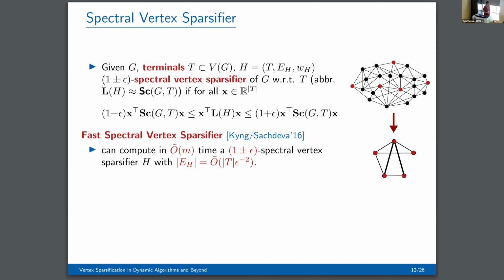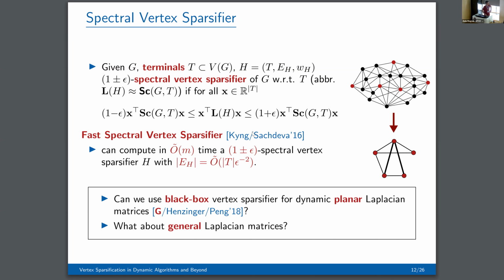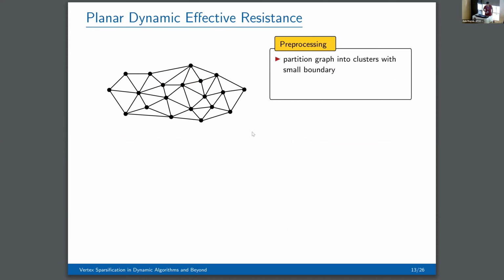Now, when I saw this result, at some point when I was doing my PhD, I asked myself, can you use this to do something with dynamic graphs? And the answer was yes, but I needed planarity at that point. If you have a planar Laplacian, then it turns out that this is very useful, and you will see it next slide. And obviously the next question is, what about general Laplacian matrices? I am also going to talk about that. So let's do the easier case first.